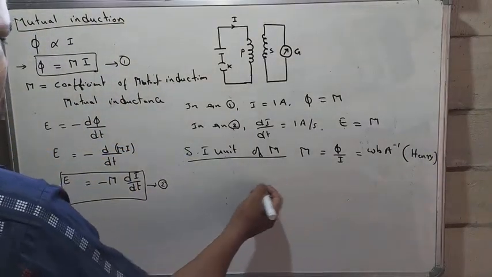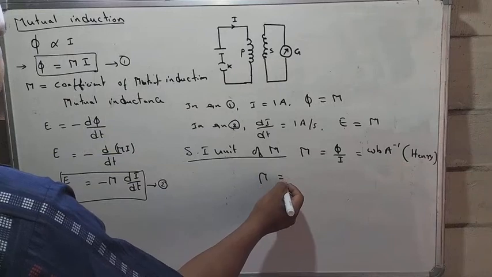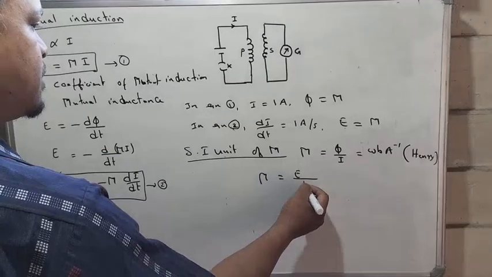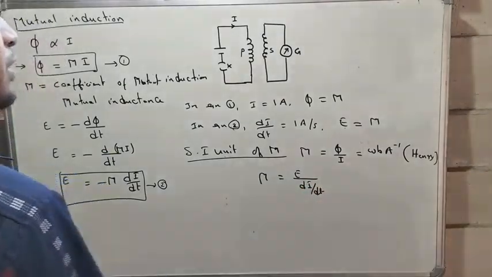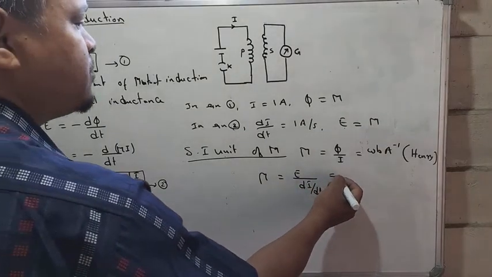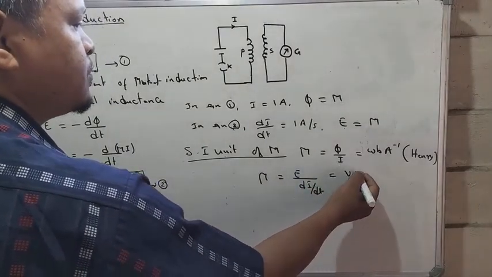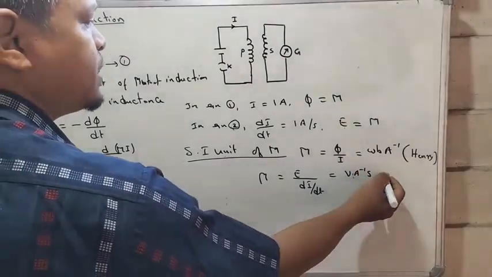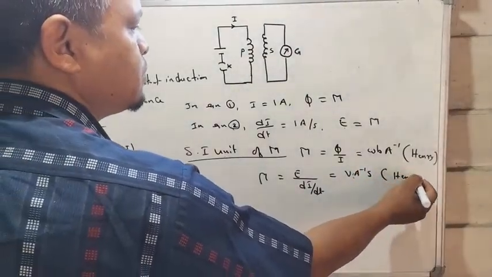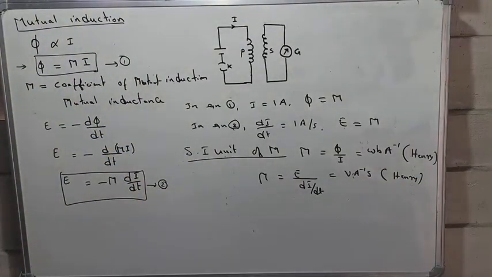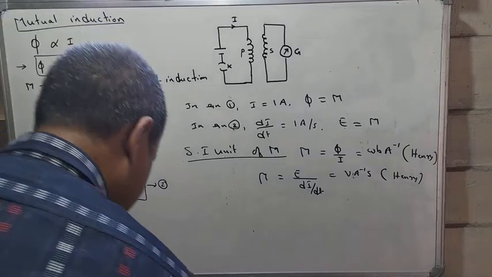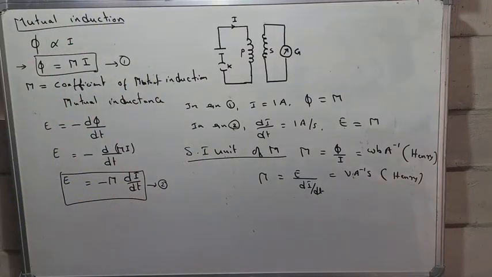Similarly, from equation 2, when you find M, you will get M is equal to E upon di upon dt. So the SI unit of M here would be volt per ampere second. So again, this is equal to Henry. Please note down, the SI unit of both self-inductance and mutual inductance is the same, that is always Henry. Next, we will look at how to find the mutual inductance of two long solenoids.